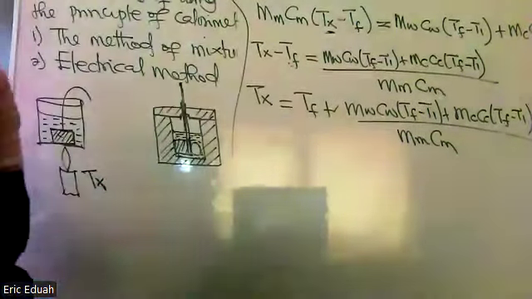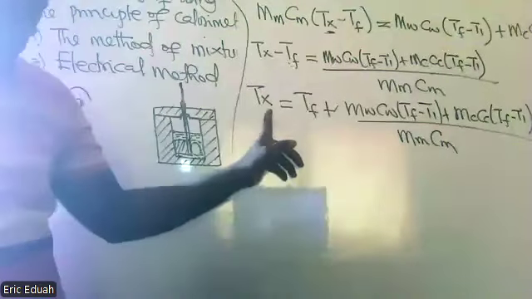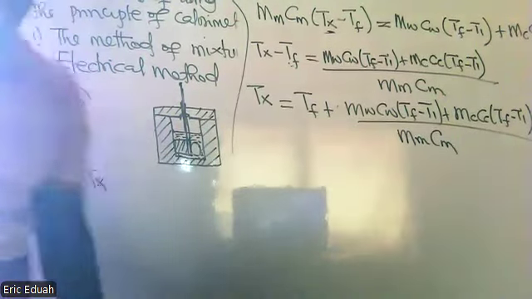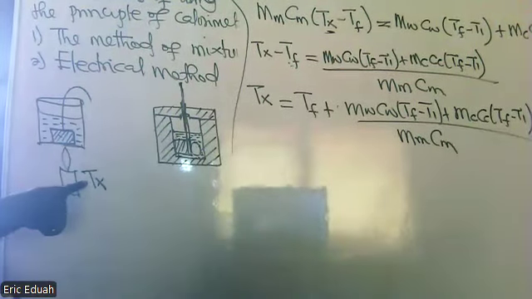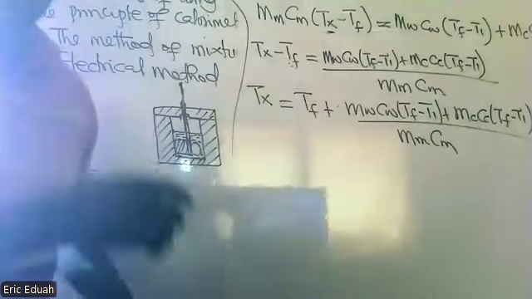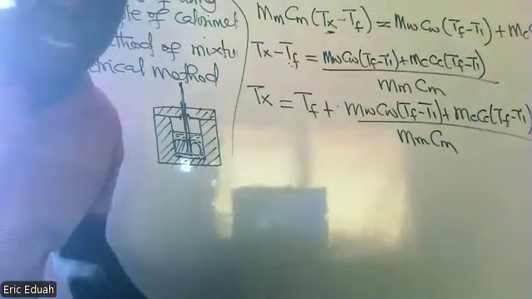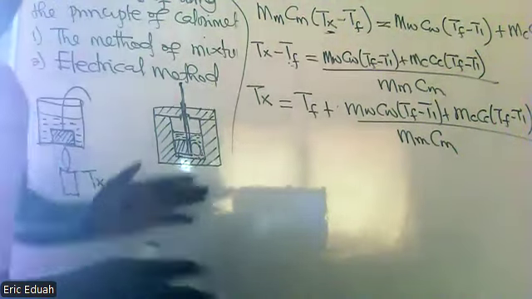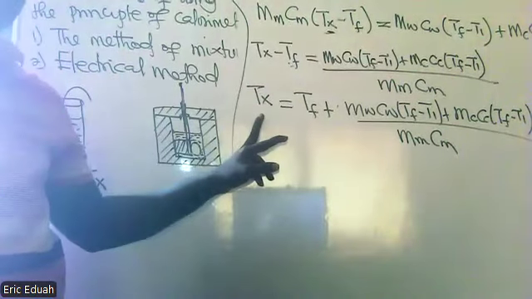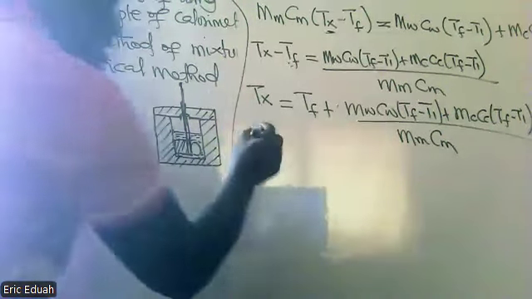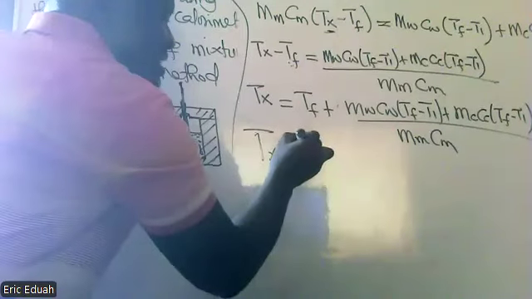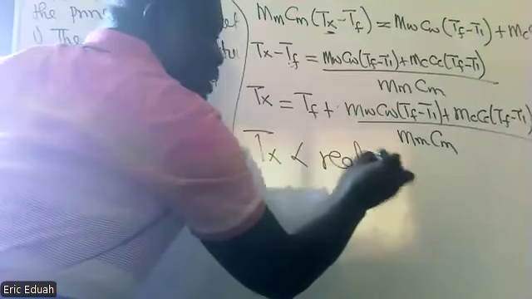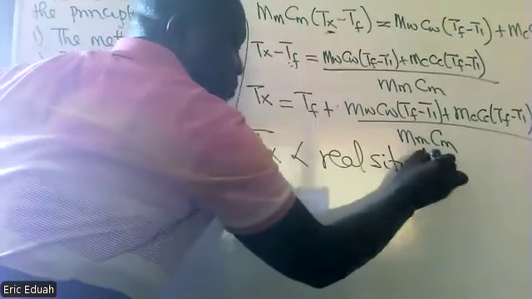So by establishing an equation and making Tx the subject, you are able to obtain the temperature of the source, which you didn't know, and whose magnitude is so high that you wouldn't want to go close. Now this temperature Tx will be a little bit less than the ideal or the real temperature.